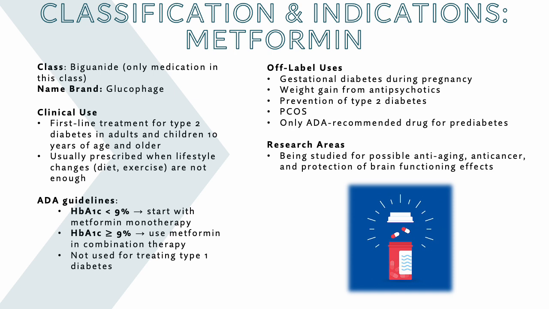blood sugar. Now, the American Diabetes Association, or ADA, has some guidelines for using metformin. If someone's HbA1c, that's a measure of average blood sugar, is below 9%, doctors usually start with just metformin alone. But if the HbA1c is 9% or higher, metformin is often used along with other therapies. It's really important to note that metformin is not used for treating type 1 diabetes.